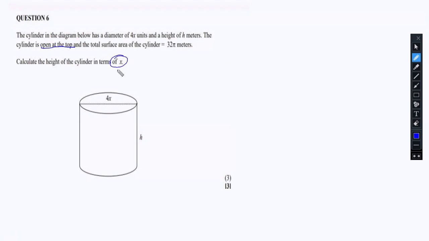So that means here we are not trying to calculate the value of h, but we are just trying to express h in terms of x, right? So we're not going to get a numerical value here. So first, let's figure this out. Open at the top, meaning that our surface area will now be what? Pi r squared plus 2 pi rh. So remember, if it's open at the top, we don't have the 2 here. And then our surface area is 32 pi.